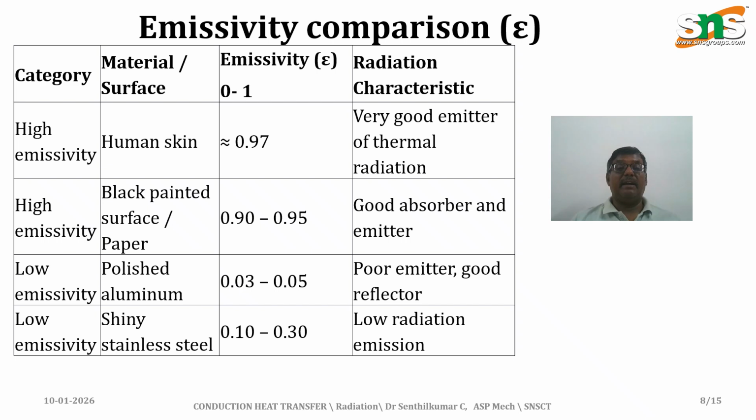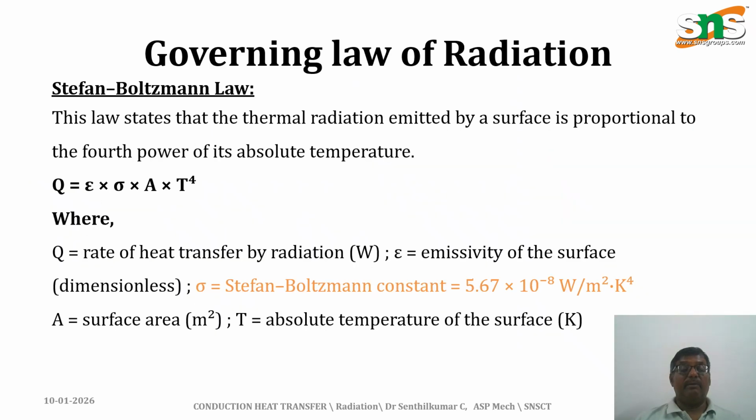Emissivity is a dimensionless quantity with a value range of 0 to 1. 0.97 is the highest emissive body, human skin. A black painted surface has a high emissivity of 0.95, and shiny stainless steel has a lower emissivity of 0.1. This table explains the details of high emissive and low emissive bodies. Coming to the governing laws for conduction, convection, and radiation.